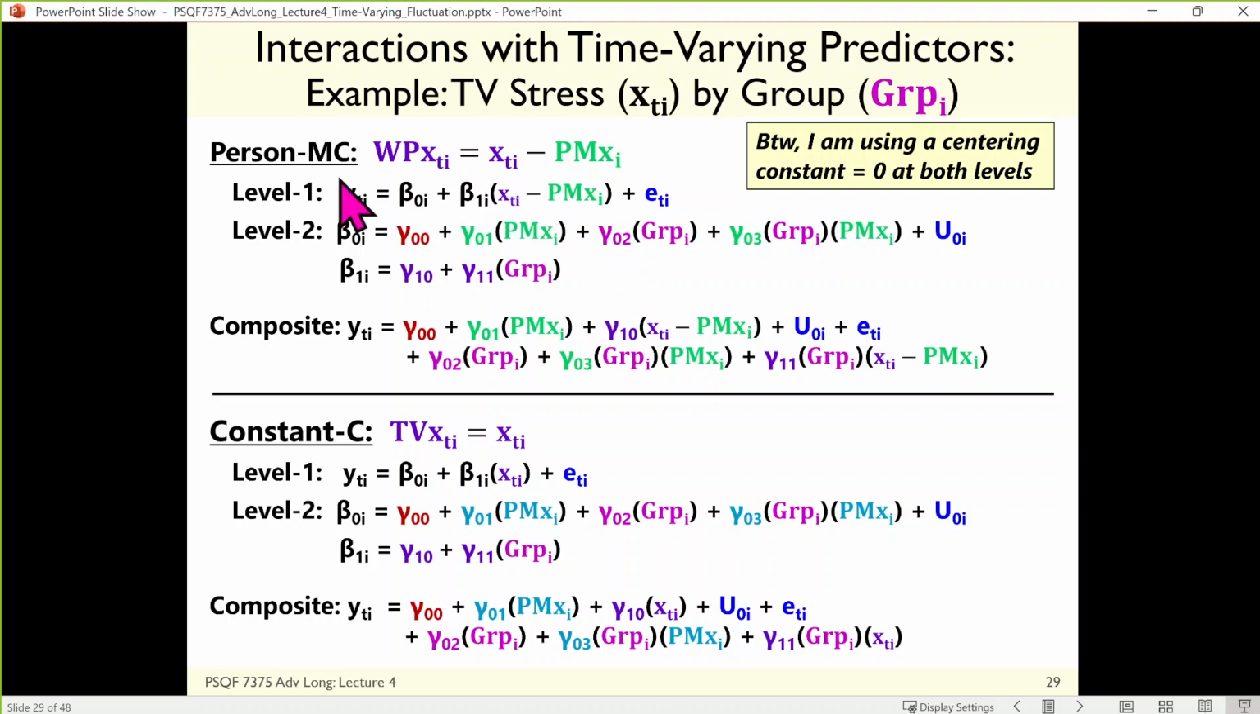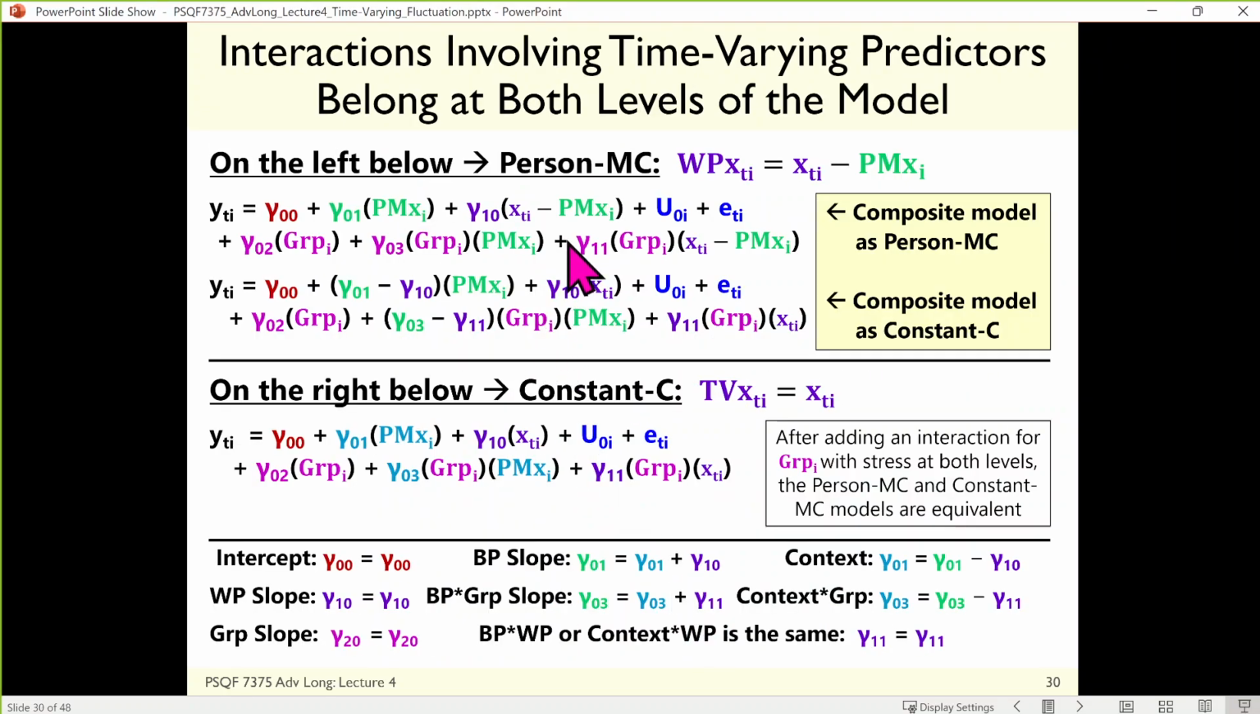I've written out the same model using person mean centering and using constant centering, gotten to a composite form of each, and then rearranged the terms until I can write one so that it is analogous to the other. The conversion back and forth is given on the bottom here, and there's a lot of text in chapter 8 focusing on this idea. As long as you have the corresponding level 2 interaction with the person mean, then you can pull apart moderation of the within slope, moderation of the between slope, and then figure out what moderation of the contextual slope would be, or vice versa, because they're linear combinations of each other.